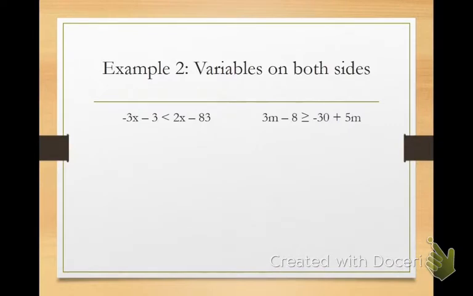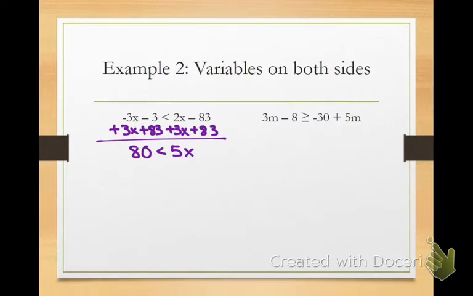So which variable do you think you would move? Negative 3x. So if I'm adding 3x over to the right side, what am I going to do with negative 83? I'm going to add it to the left side. So I'm going to add 83 over to the left side. Do you see how we did that? We move the variables to the right, so we're moving our numbers to the left. We make our cancellations, and we get 80 is less than 5x. Go ahead and finish solving that one.